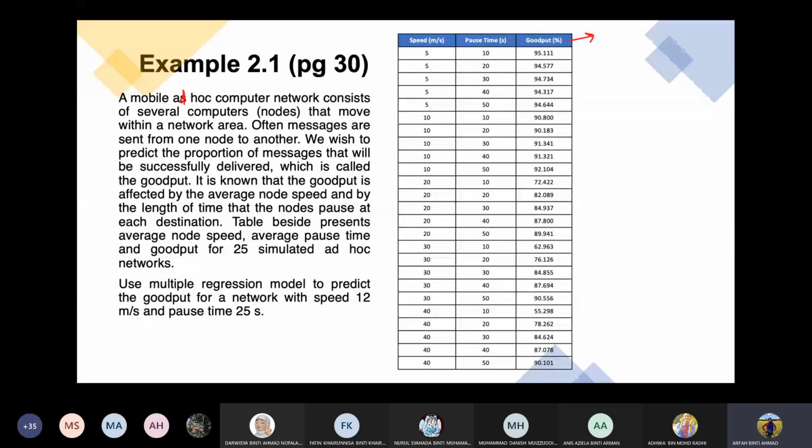So dia kata use multiple regression model. That mean dapatkan persamaan Y sama dengan A plus B1 X1 plus B2 X2. Okay. So dapatkan persamaan ni untuk predict bila speed sama dengan 12, pause time sama dengan 25, berapa nilai good put. Okay, itu soalan dia. So awak kena dapatkan regression equation. Y equal to A plus B1 X1 plus B2 X2. Okay, apakah Y, apakah X1 dan apakah X2 dekat dalam example ni?